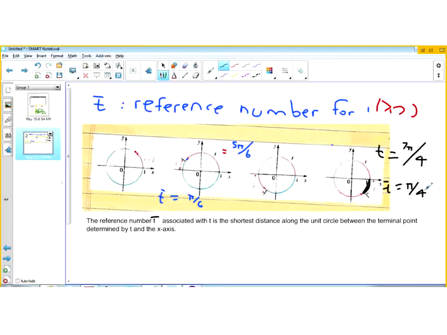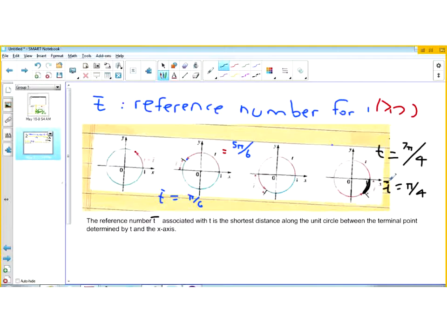Okay, so pi over 4, because that would be the shortest arc length distance. Remember, I go 7 pi over 4 to get to this terminal point, and then I have to go pi over 4 more to get back to the x-axis. So that residual distance to go from the terminal point back to the x-axis along the unit circle would be my reference number. It's that shortest residual number.